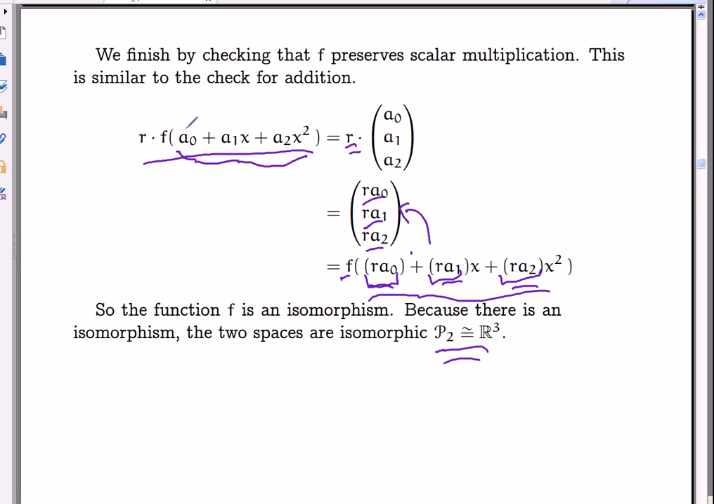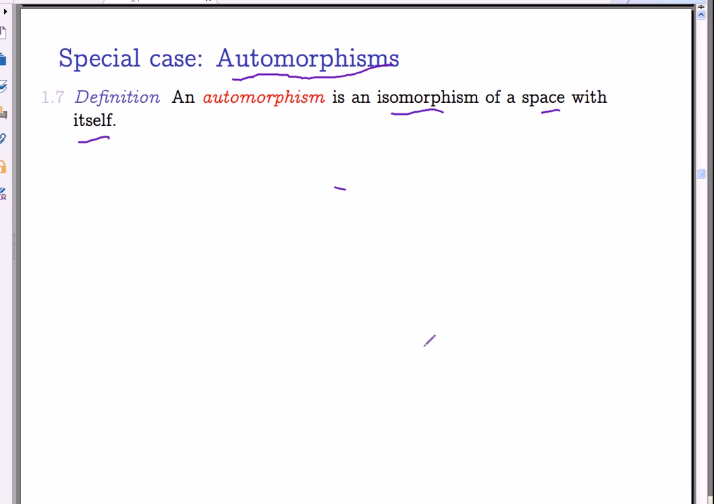I can take f first, then multiply by r. That's the same thing as multiplying by r first and taking f. Okay. So in summary, we've proven all the properties of isomorphism. We've shown one-to-one, onto, preserves addition, and preserves scalar multiplication. So that gives us, in the end, that this function f is an isomorphism. Okay, I'm going to pause here.